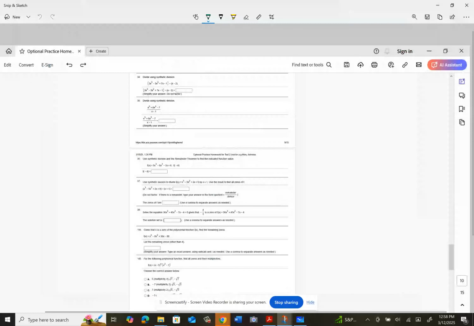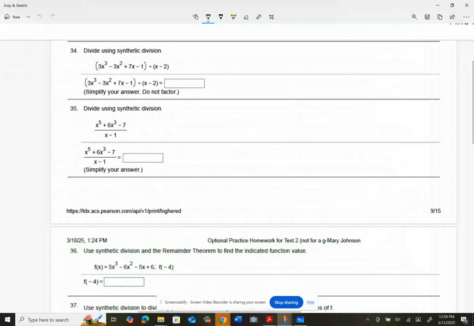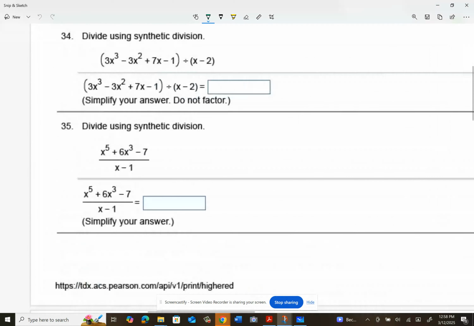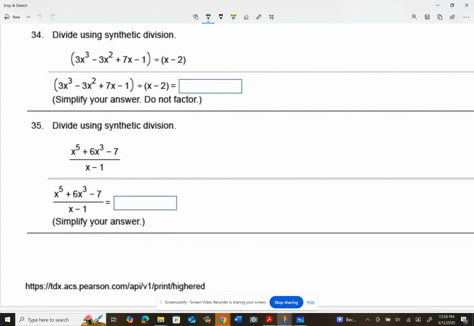All right, in this video, we're ultimately going to be trying to find zeros of a polynomial function algebraically without having to graph. We're going to be using synthetic division to do that. So first, let's just look at dividing using synthetic division.